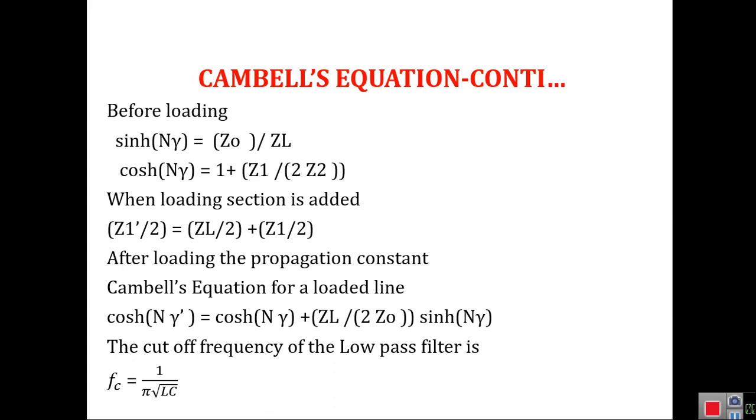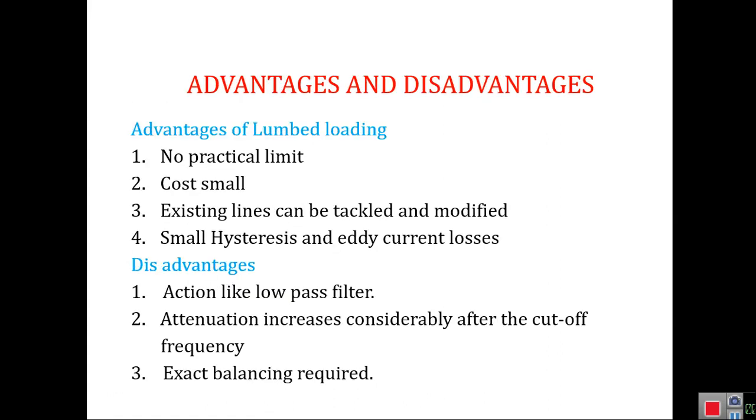Because lumped loading acts as a low pass filter, the cutoff frequency of the low pass filter is fc equal to 1 by pi root LC. So this cutoff frequency depends on L and C. Here the transmission line will become a distortionless line.